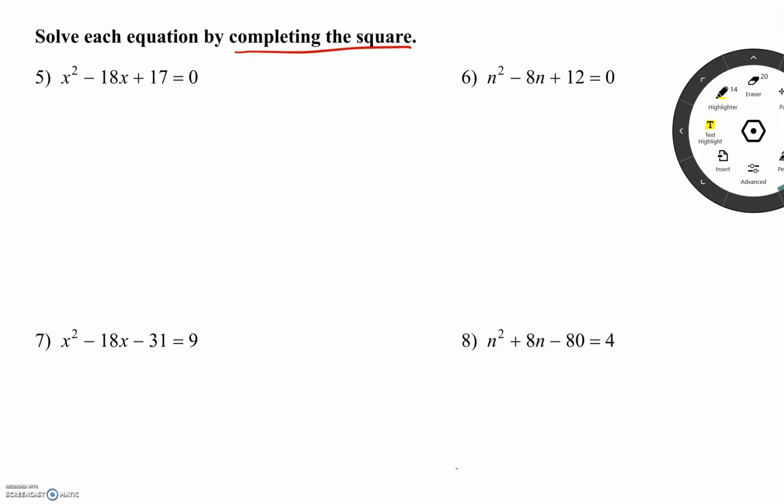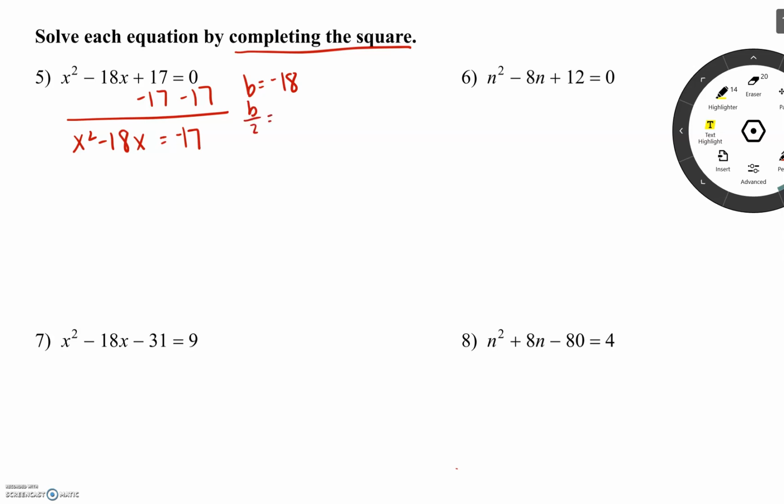So remember, when we're completing the square, we have to make sure our constant is away from our other variables. So we're going to subtract 17 from both sides. Get x squared minus 18x equals negative 17. And then we identify our b term, and our b term is negative 18.